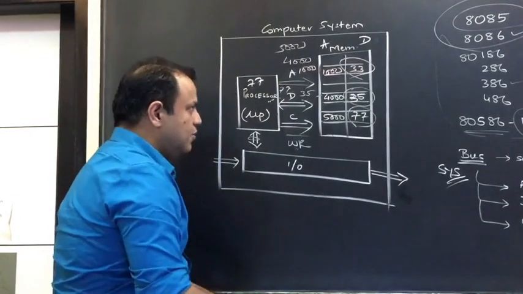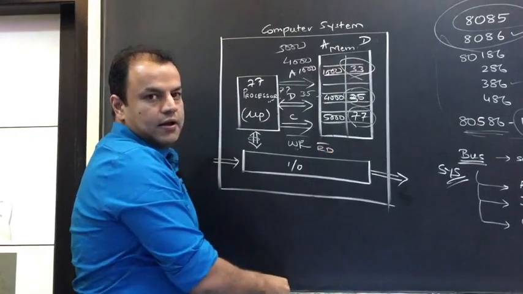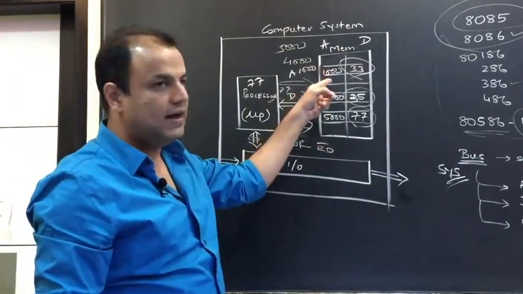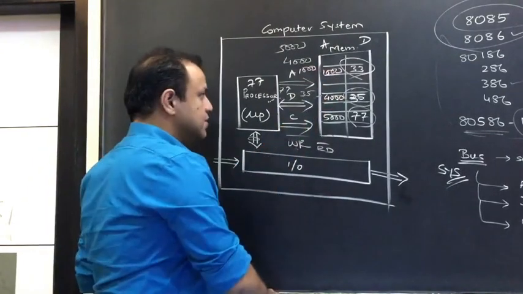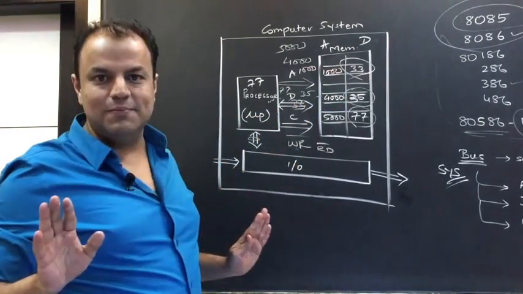So, when we do a read operation, the processor will give the address 1000. We'll say, I want to do a read. Read means data will come from memory. Will data come from the whole memory? No. We have selected the location. Data will come from that location. 33 will come on the data bus and will be given to the processor. Please tell me, is this clear?